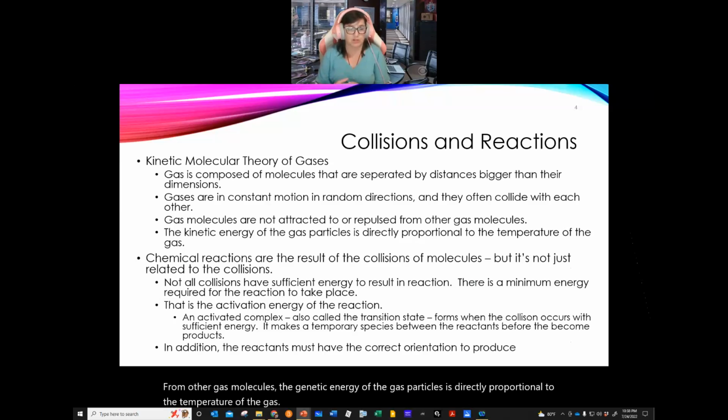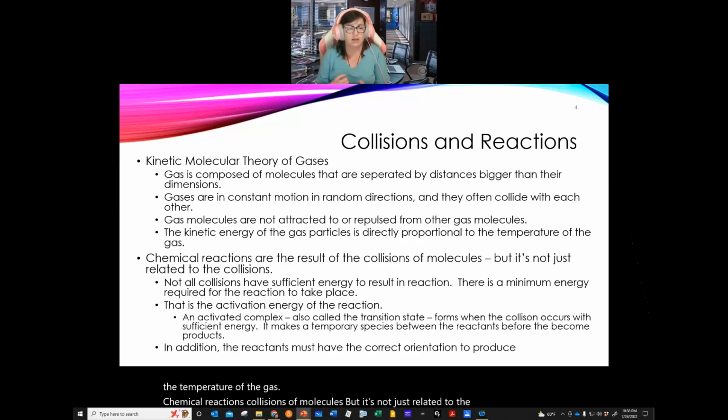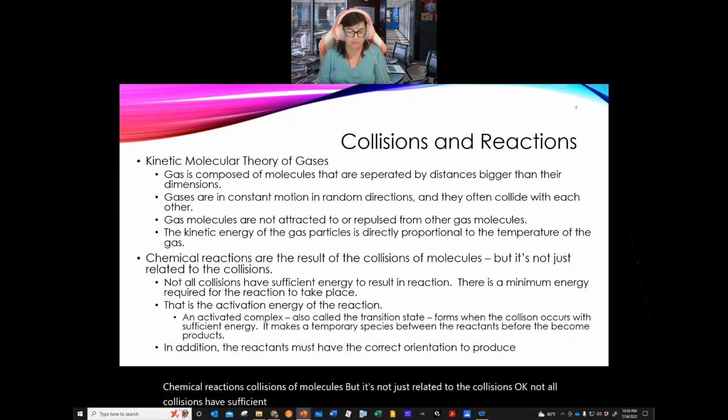Chemical reactions are the result of collisions of molecules, but it's not just related to the collisions, okay? Not all collisions have sufficient energy to result in reaction. There is a minimum energy that's required for that reaction to take place, and that's called the activation energy. We'll talk about that in a couple of minutes.